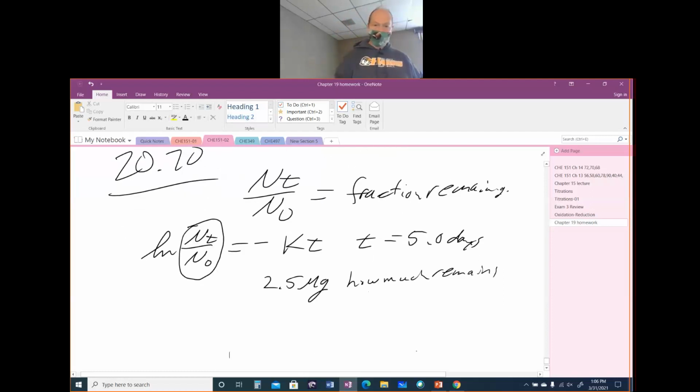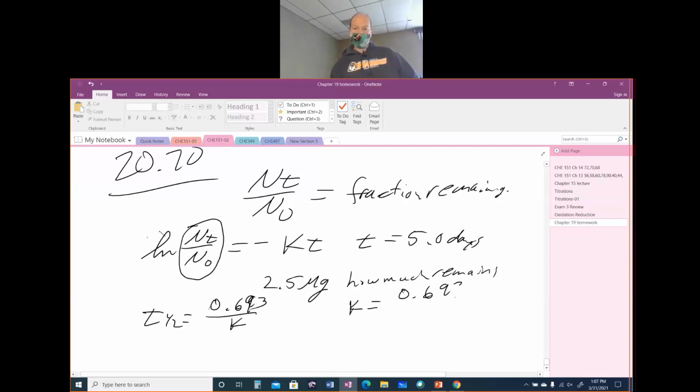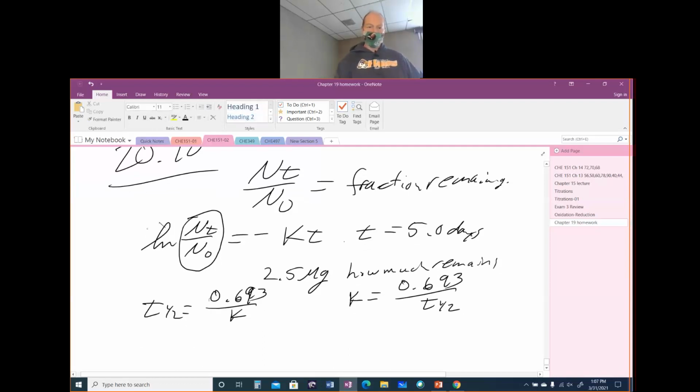So we have to be able to find k. They don't give us k, but they give us the half-life. The half-life is 8.07 days. So t1/2 is 0.693 over k. That's an equation that would be given. If you solve for k, k is equal to 0.693 over t1/2. You just multiply both sides by k, divide both sides by t1/2, and you have that equation. Or you can plug in your number and solve for k.